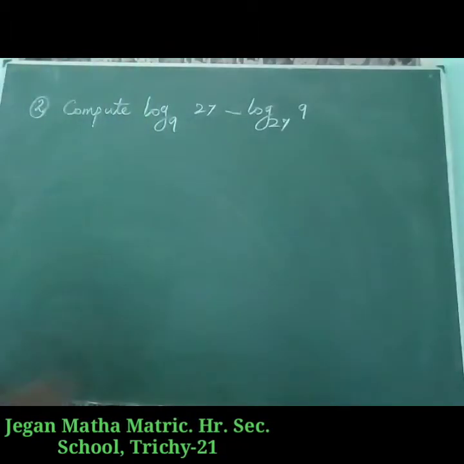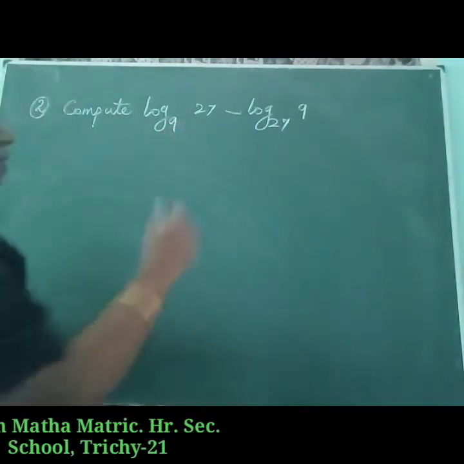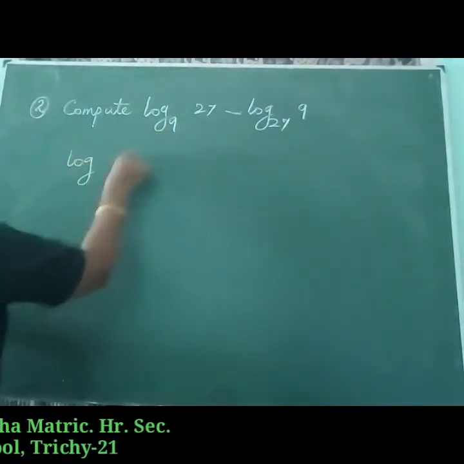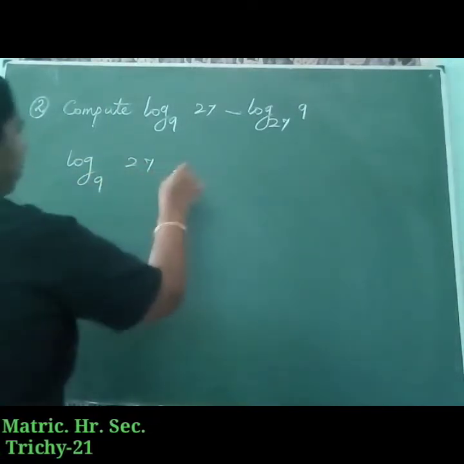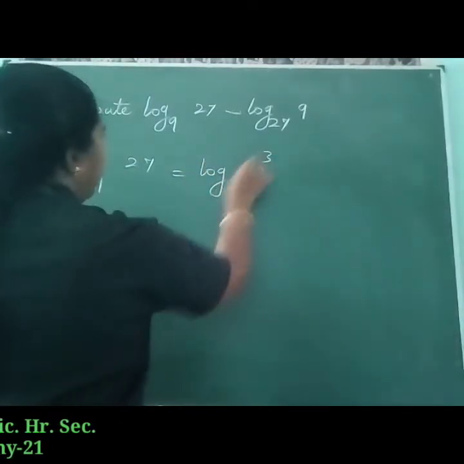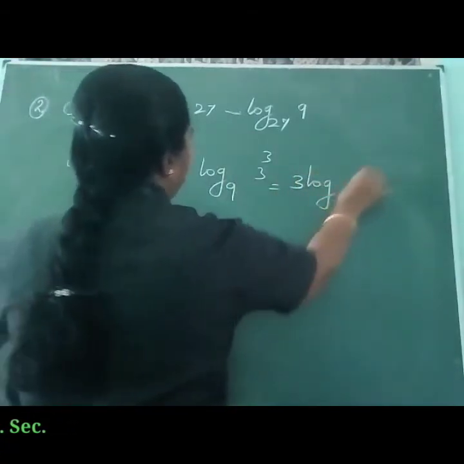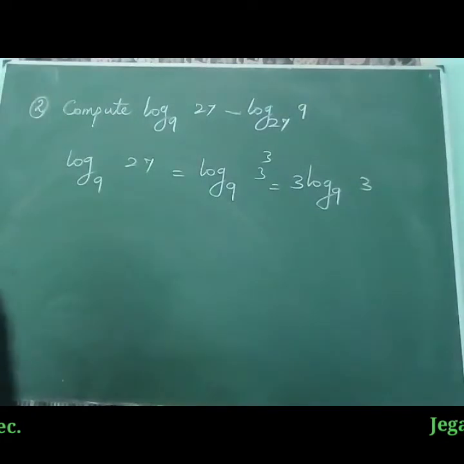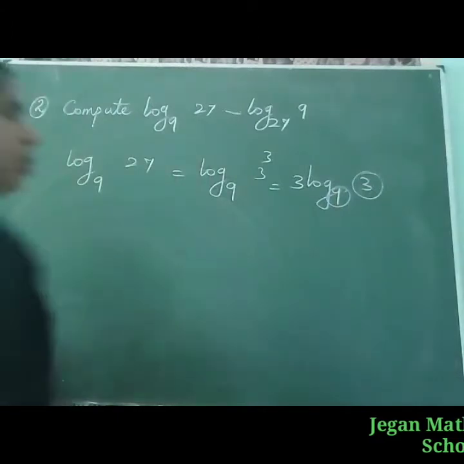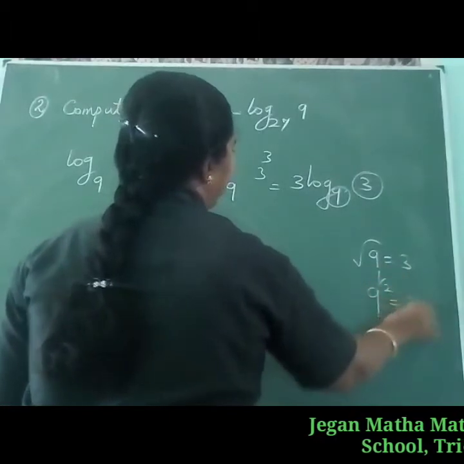Next question. We have to compute the value of log of 27 to the base 9 minus log of 9 to the base 27. First consider the first value, log of 27 to the base 9. This can be written as log of 3 cube to the base 9. So take the power value first: 3 log 3 to the base 9. If you want to change this 3 as a power of 9, we know the square root of 9 equal to 3. That is, 9 to the power of 1 by 2 equal to 3.